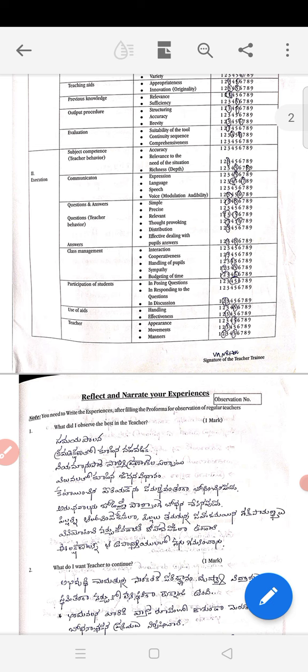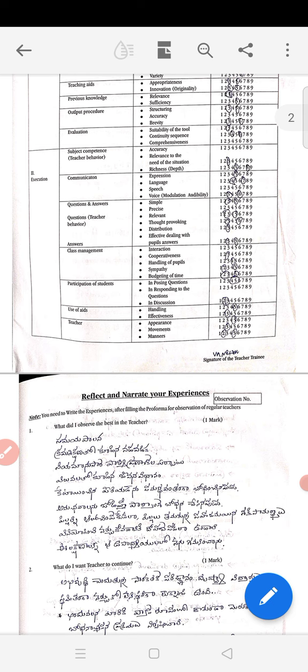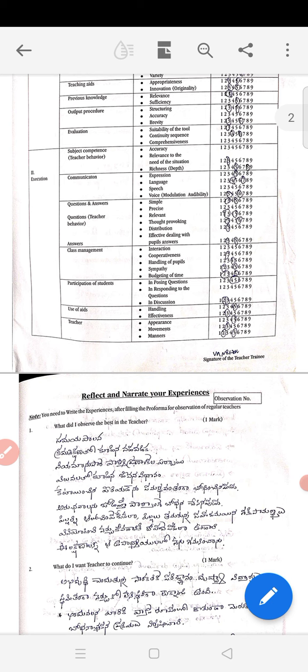After the end of the observation, there is the signature of the teacher trainee, that means your signature only. It is not the signature of that school teacher, it is only your signature because you did the observation. Next, here you will find: reflect and narrate your expressions.